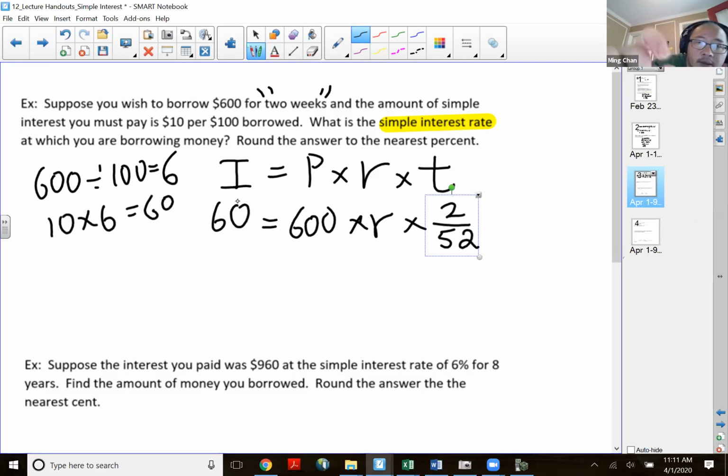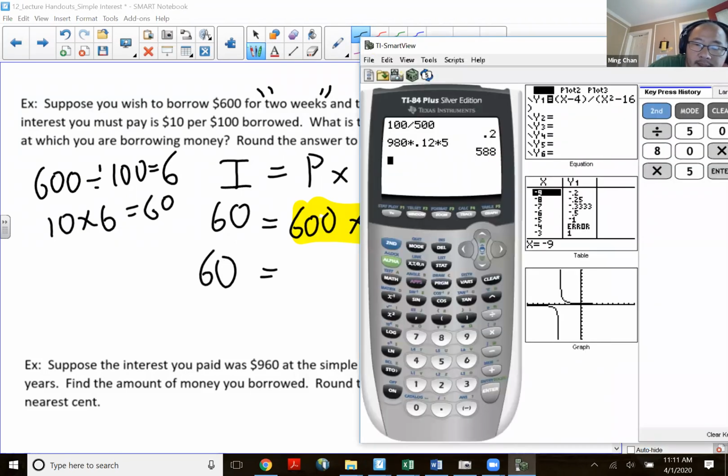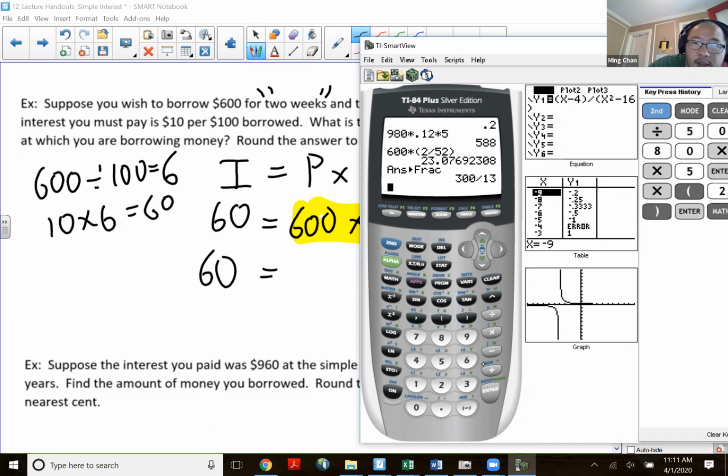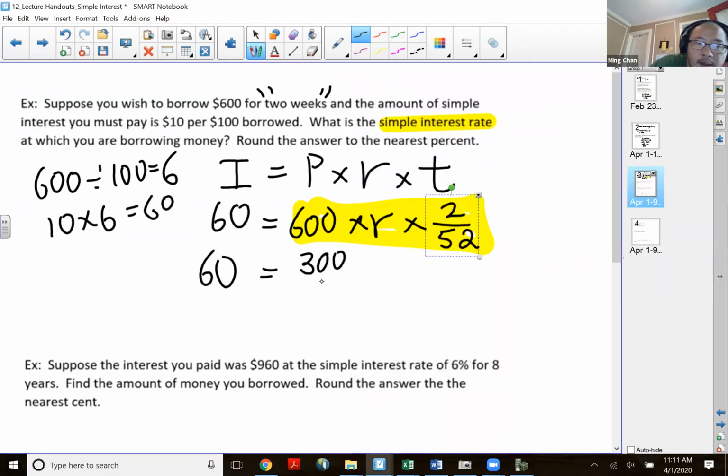All right. Since the right-hand side is only one term, I'm going to put all that in the calculator and see what it comes out to be. That will be 600 times R times 2 out of 52. And my calculator shows some crazy looking decimal, so I'm going to go ahead and convert it to a fraction. That'll be 300 over 13 R. So to get R by itself, I will need to divide both sides by 300 over 13.